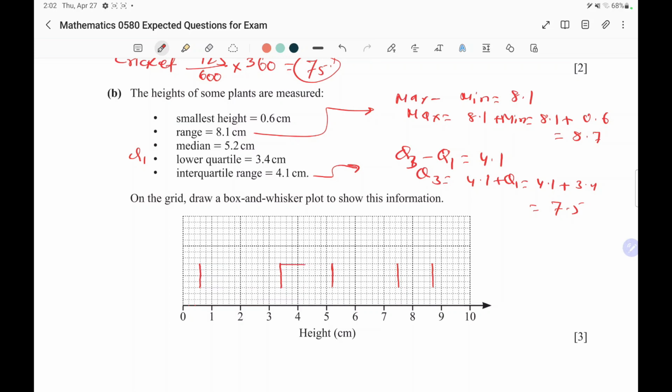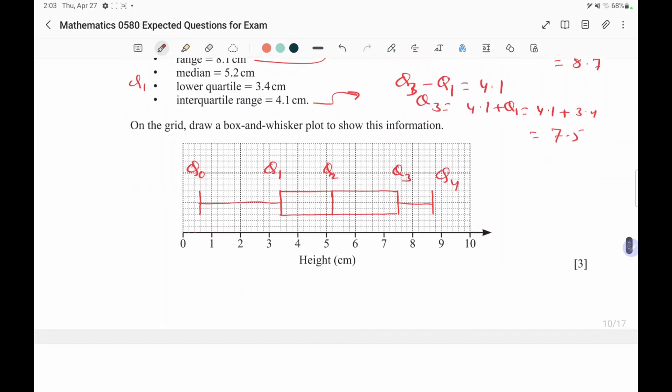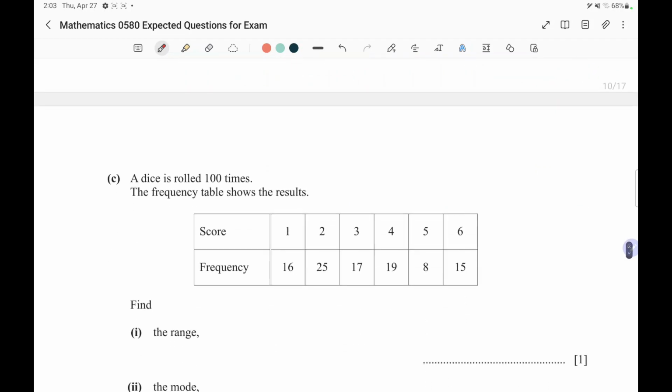So we have to join the middle three lines from top and bottom, and the first and second line from the middle, and the last two lines from the middle. So this is your Q0, like minimum. This is your Q1, lower quartile. This is Q2, it's median. This is Q3, upper quartile. This is Q4, your maximum value. Okay, so it's done now.